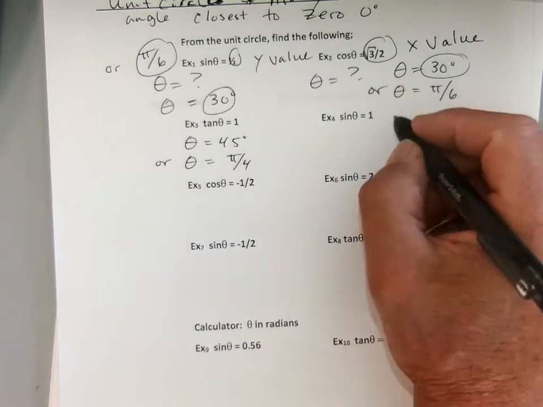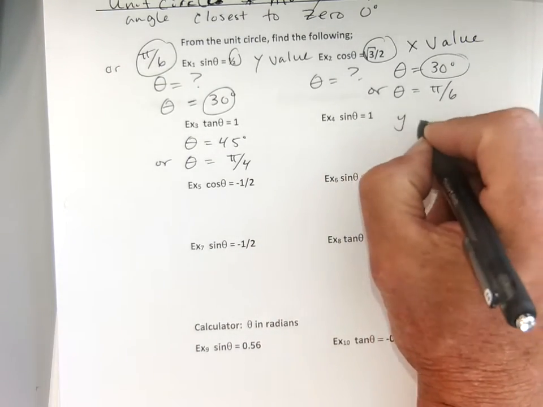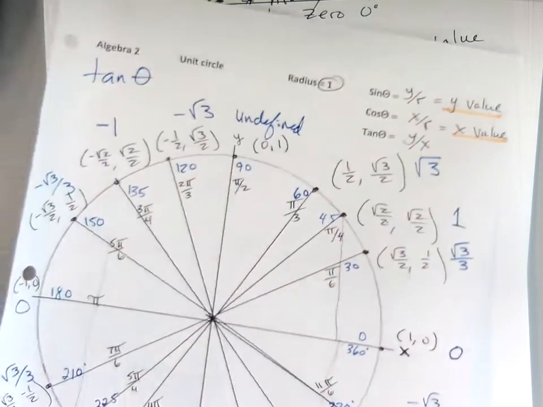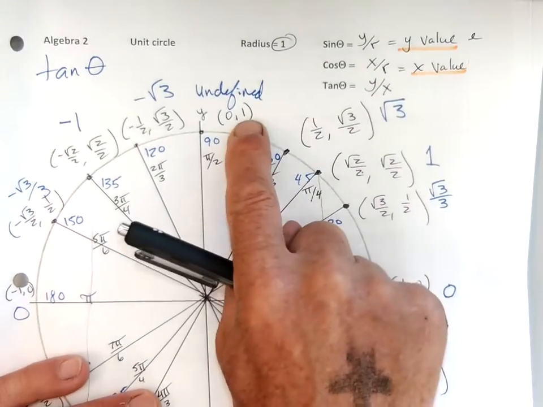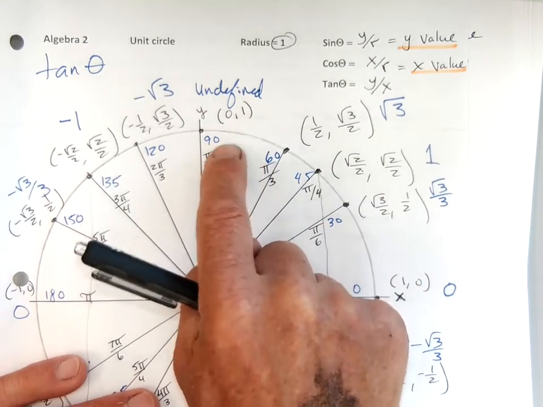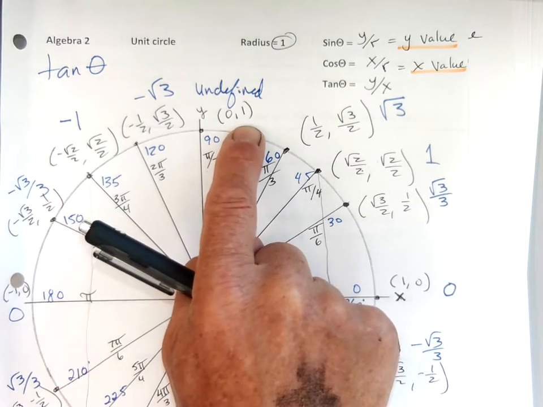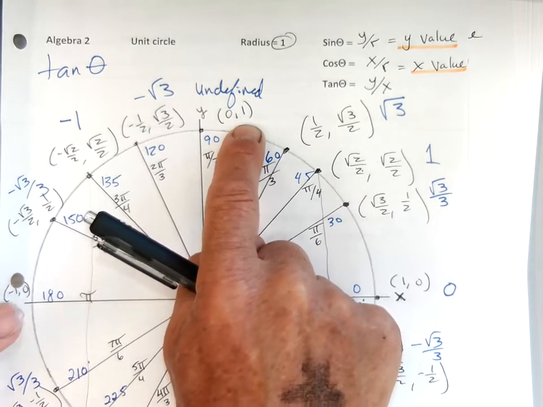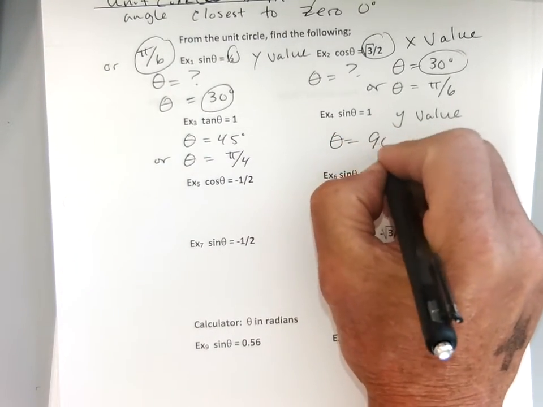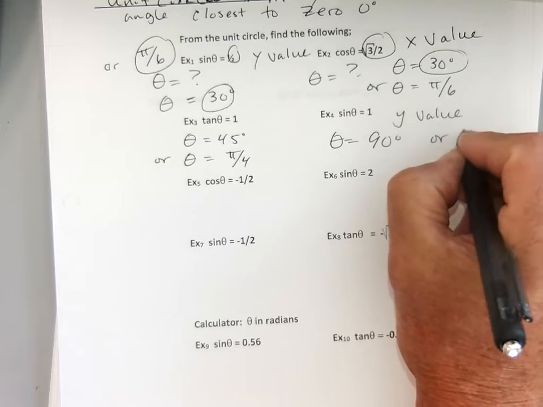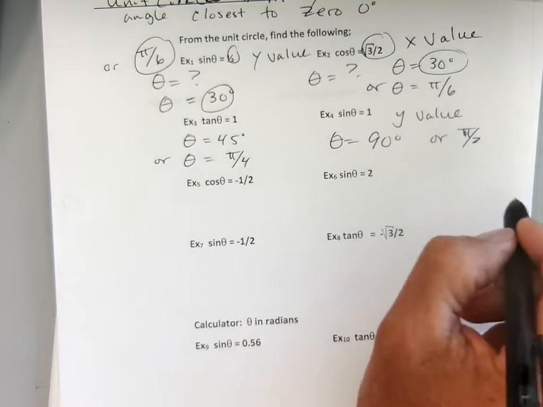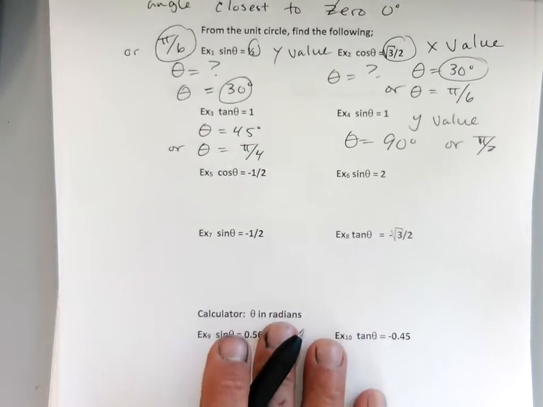Okay, sine of 1. I'm looking for a y value, right? Y value of 1. So if I look at my unit circle, a y value of 1 is right there. It's the only place, right? Because it's the y value of 1, so it's going to be 90 degrees. Am I doing okay? Am I making sense? Thank you, Abby. Okay, so in this case, the angle I'm looking for is 90 degrees, or it's going to be pi halves. Both the same angle. One's in terms of radians, and one's in terms of degrees, okay?